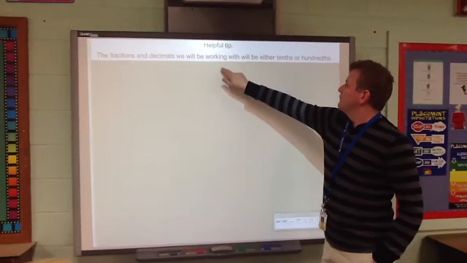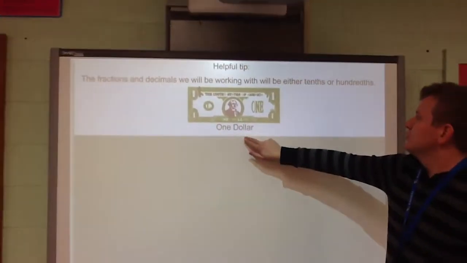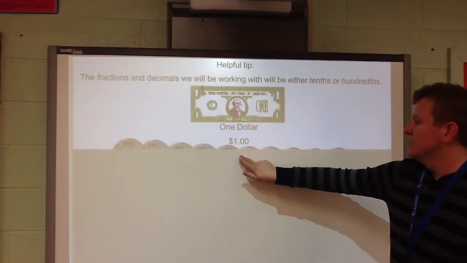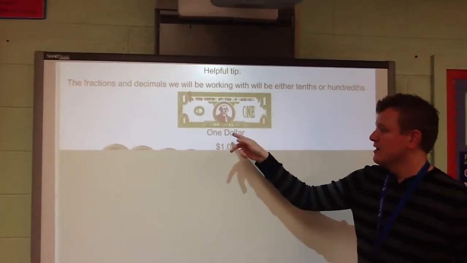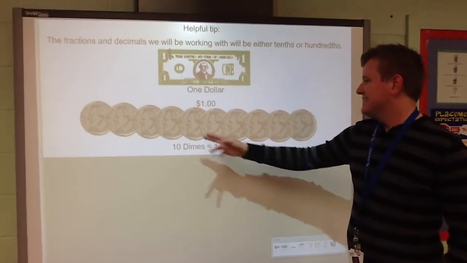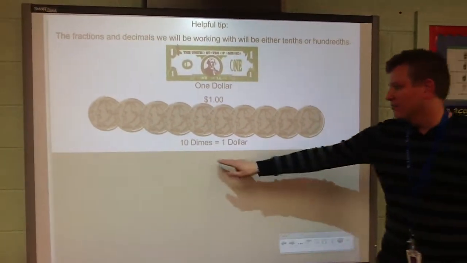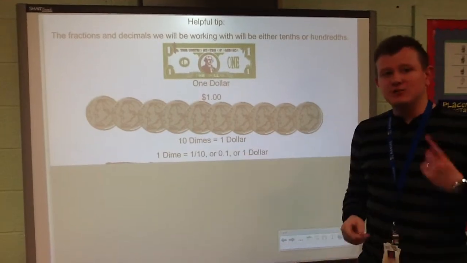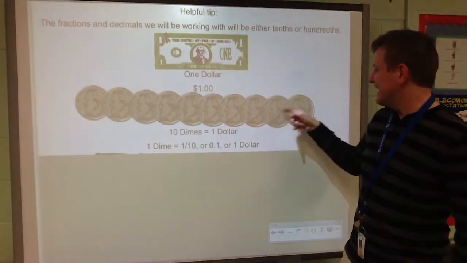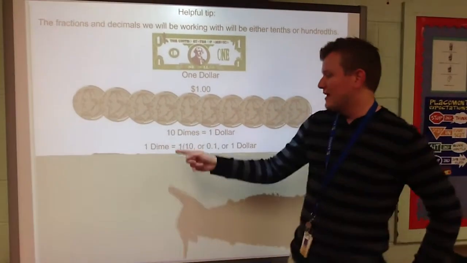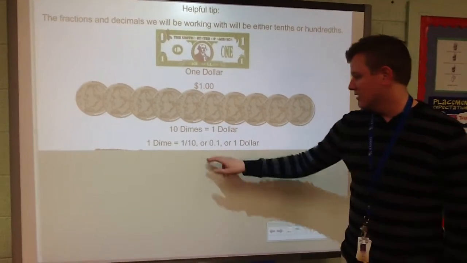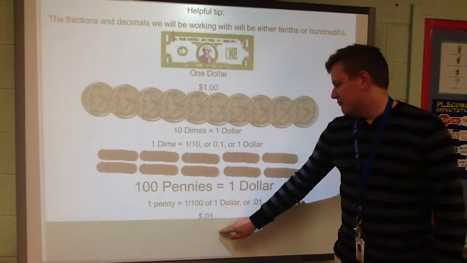Alright, here we go. Helpful tip. The fractions and decimals we will be working with will either be tenths or hundredths, okay? This is $1. If you look at it in decimal form, $1 and no cents, no change, okay? Check it. 10 dimes equals $1, okay? 1 dime is 1/10 of a dollar, right? 10, 20, 30, 40, 50, 60, 70, 80, 90, 100 cents is $1. So 1 dime is 1/10 of a dollar. 0.1, 1/10, okay?